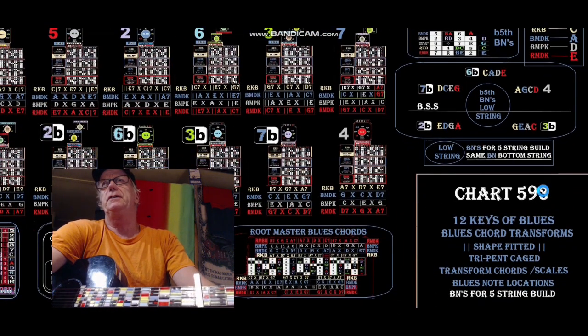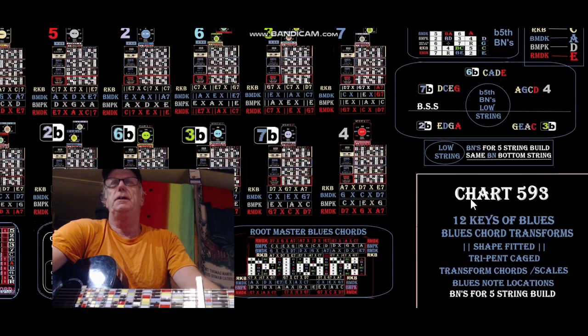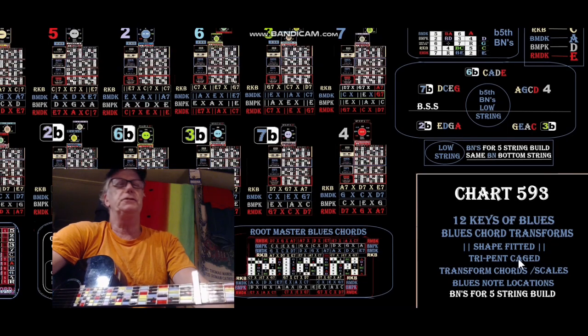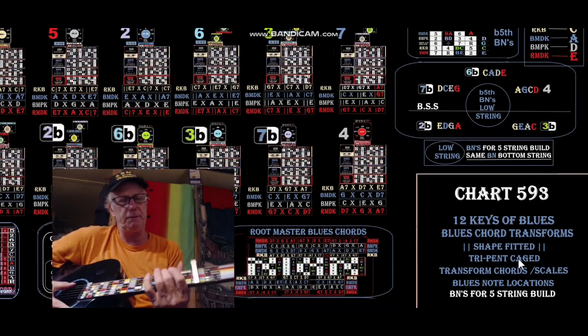So part of the series this season is the 12 keys of the blues chord transformations. This chart and the latest chart shows exactly how they're shape fitted with some new graphics. Of course, it's tri-pent CAGED, tri-pent.